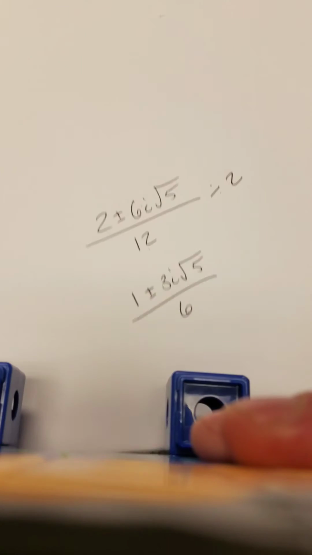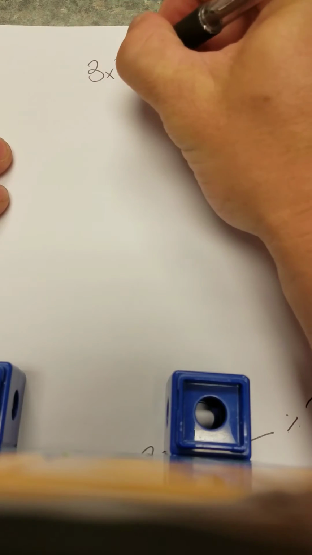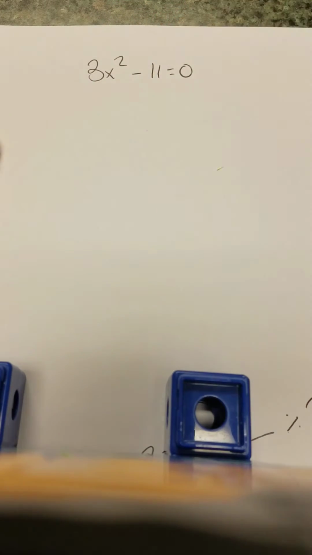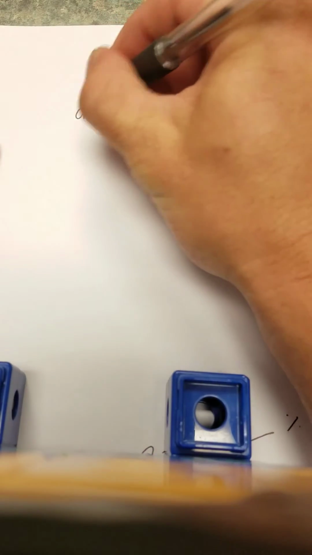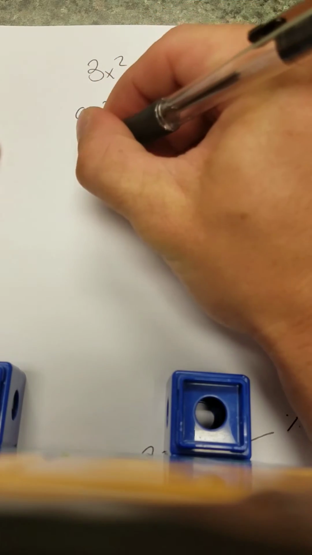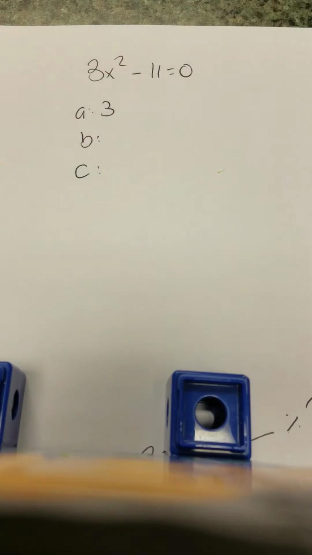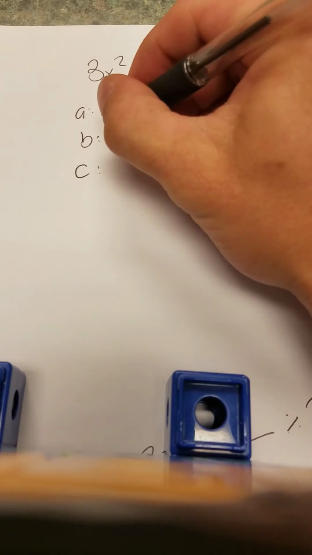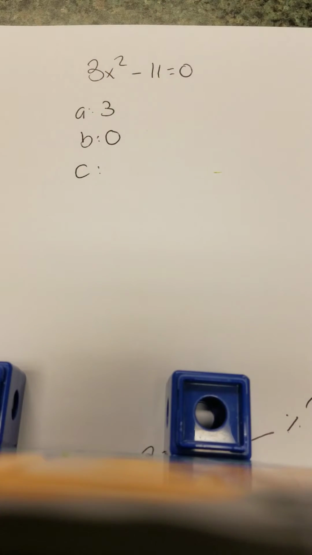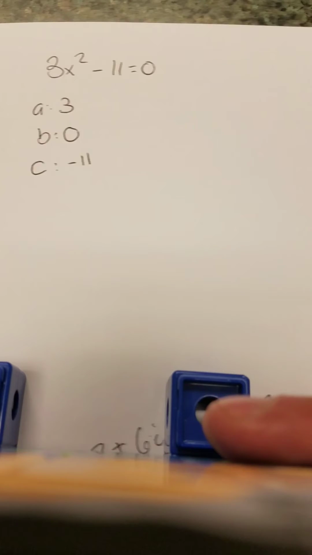A couple of things that you got to realize with quadratic formula. So normally I would put this in part B of the video, but I'm going to go ahead and stick it on this video. If we end up with something that looks like that, well, A is 3. B, there's not an x term, which makes B 0. And then C would be negative 11. So be careful on a problem like that.